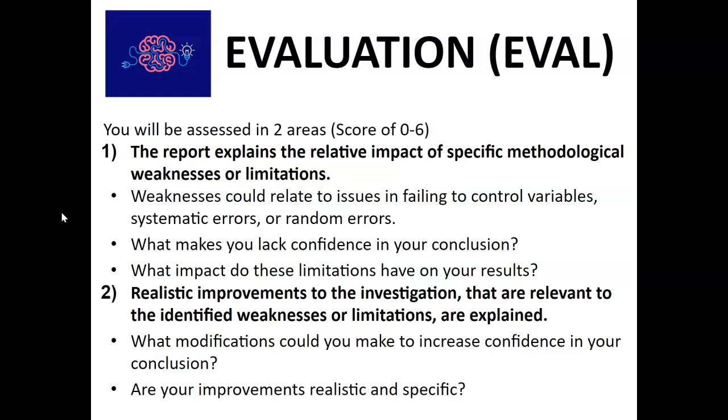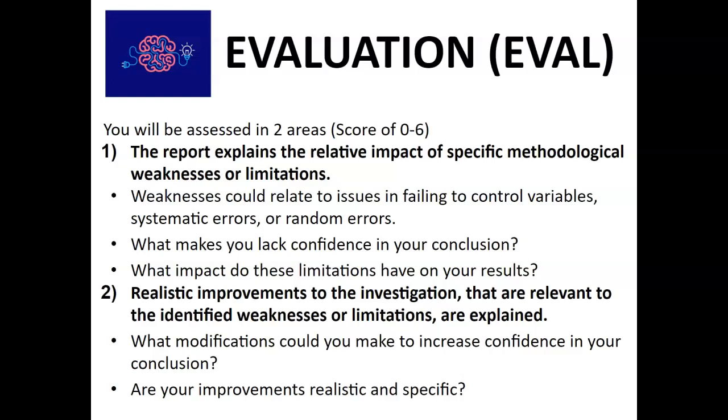The first area you will be assessed in is going to be how well you explained any weaknesses or limitations in your lab. There are a lot of things that could cause these types of weaknesses. For example, they could relate to controlled variables that you did not control as well as you could have, or they could be due to systematic or random errors in the lab. We'll talk about this in more detail. These are the things that make you lack confidence in your conclusion. You need to discuss what impact these limitations actually had on your result. So you need to be specific in this.